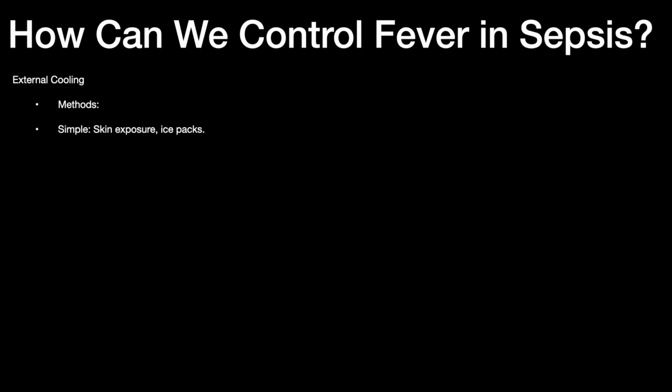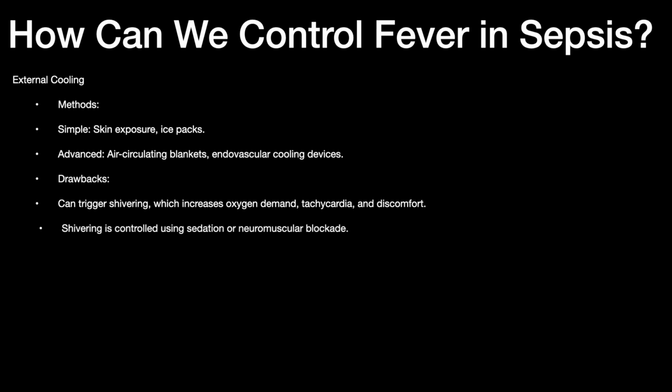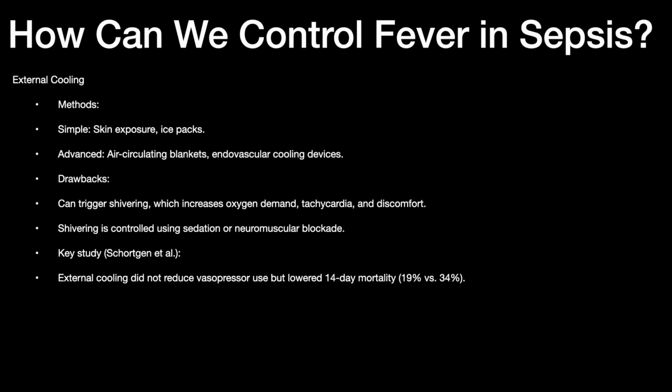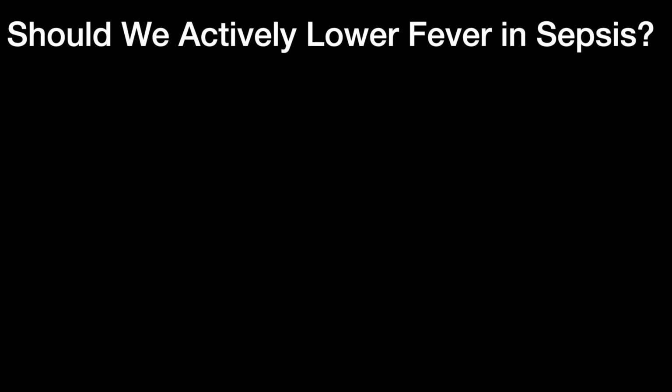External cooling is something which we more commonly do because it has fewer side effects. Here we use ice packs and circulating blankets, and we even have endovascular cooling devices. The drawback is that it can trigger shivering, which increases oxygen demand, tachycardia and discomfort. Shivering is controlled using sedation and neuromuscular blockade. The key study is by Strojan et al., where external cooling did not reduce the vasopressor requirement but lowered the 14-day mortality. However, no mortality benefit was seen at 30 days. The clinical usage is with caution in extreme hyperthermia, that is more than 39.5, and avoid shivering if possible.